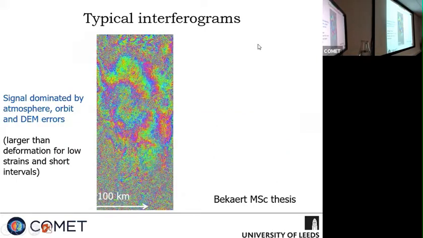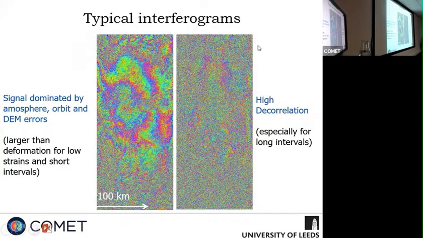However, in reality, interferograms are not always that good. In fact, often they are a lot worse than that. So you have two cases. In this case, a signal can be dominated by atmosphere, orbit, or DEM errors. So then the noise or the nuisance signals are bigger than your actual deformation signal that you're interested in. Or the decorrelation can be so high that the signal is very hard to detect by itself. This becomes especially a problem if your images are far apart in time, or if the perpendicular baseline, if satellites are far apart between the acquisitions.